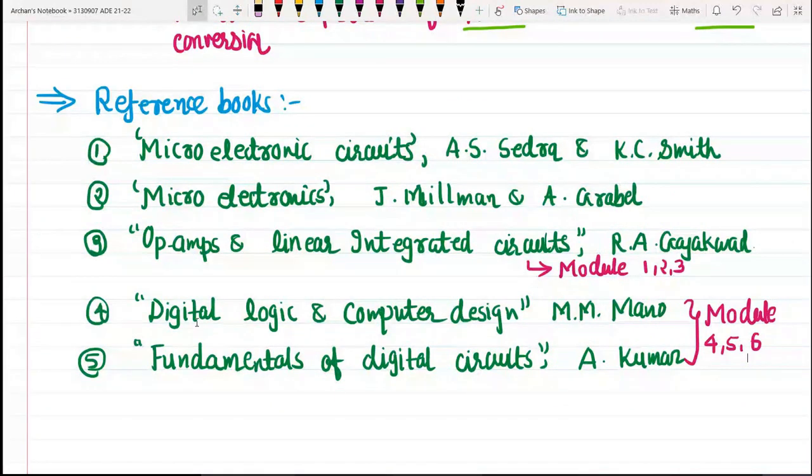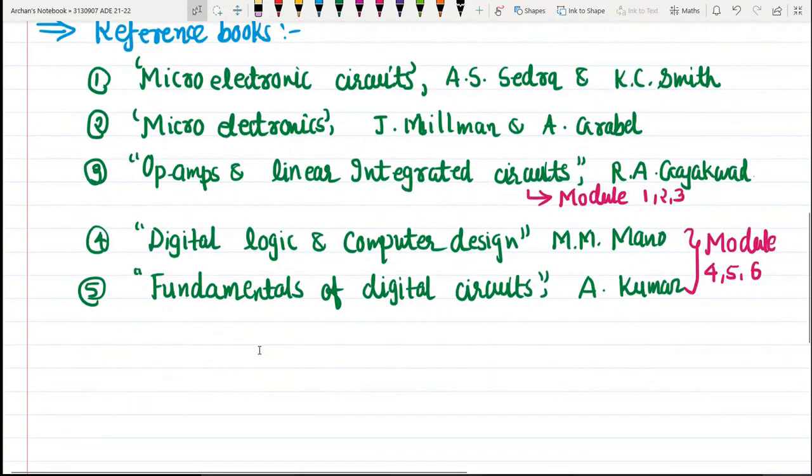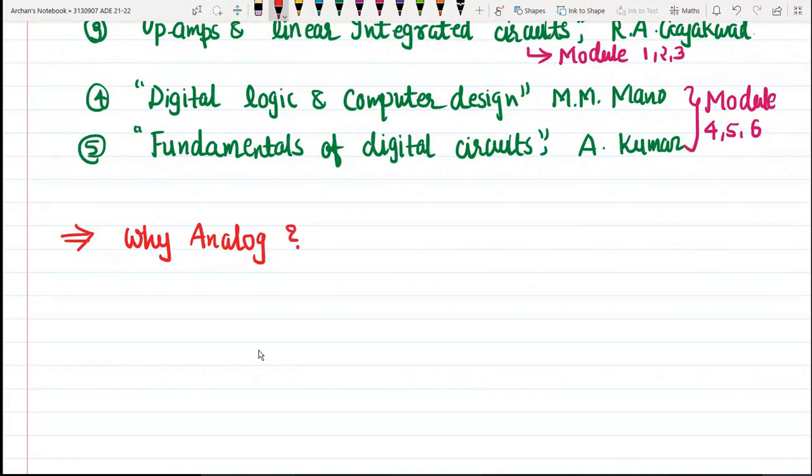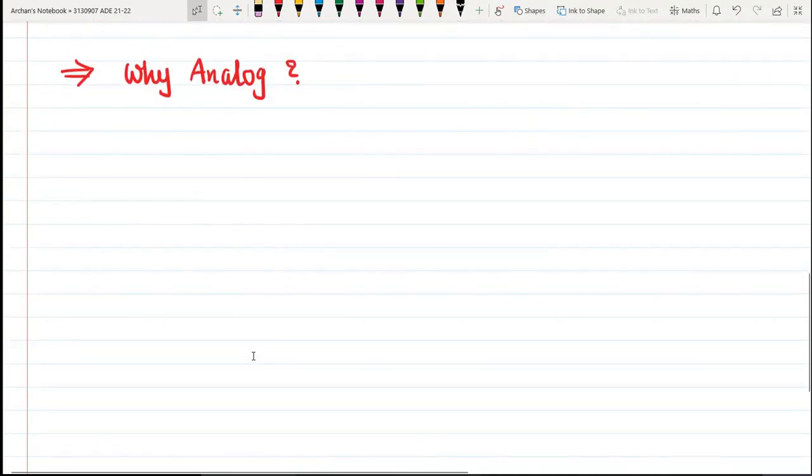Okay, so this is about the introductory part of this particular subject. Now we will start with the actual things, that is analog electronics. Okay, so before we move on with analog electronics, you must know what you mean by analog electronics and how it differs from digital electronics, right? So the first question that should arise in your mind is why we need to deal with these analog circuits, or what you mean by an analog signal, right?